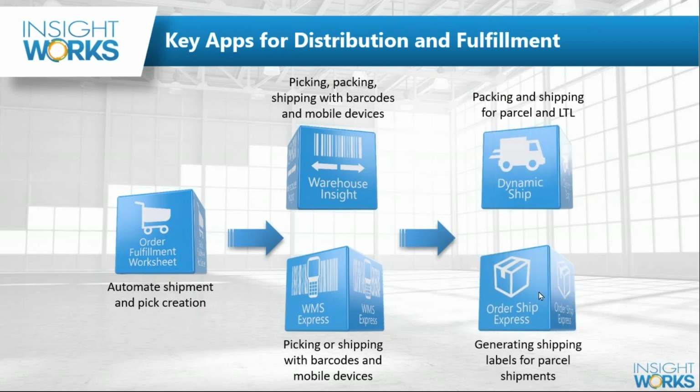Now, once we've picked everything, of course, we have to get it out the door. So then we go on to these two options. Now, I've already talked about Order Ship Express. So again, for domestic parcel type shipments, that is a great solution. It doesn't cost you anything, a few minutes to set up and you're running. Or if you move to Dynamic Ship, with a partnership we have with MockShip in Australia, you've got access to about 300 Australian carriers that you can use.